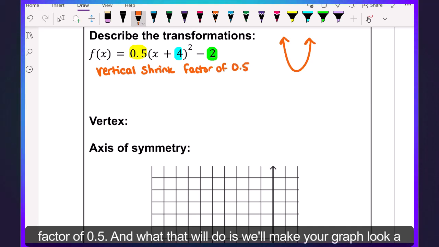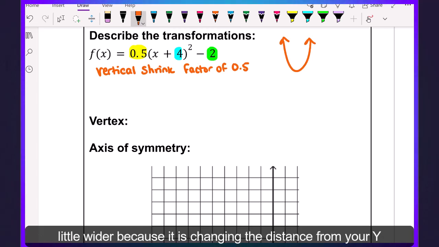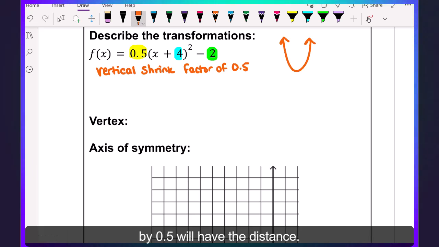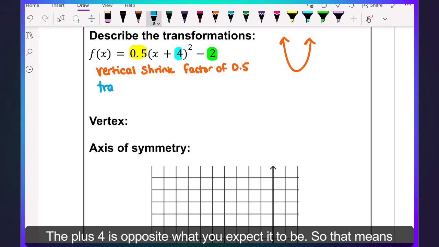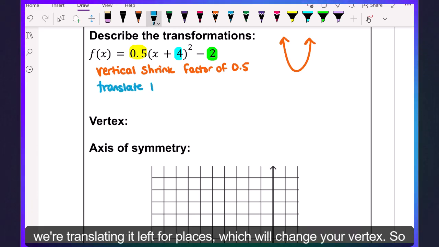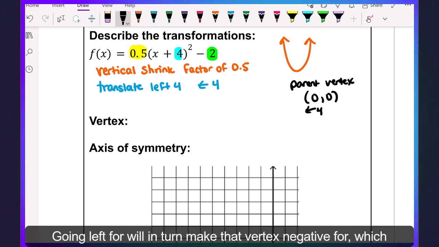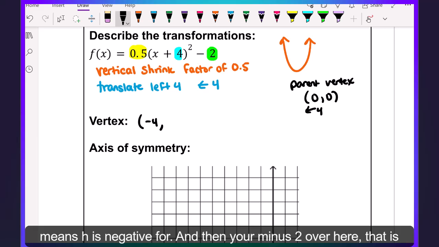And what that will do is it'll make your graph look a little wider because it is changing the distance from your y coordinates to x. It's actually making it shorter because multiplying by 0.5 will half the distance. The +4 is opposite what you expect it to be. So that means we are translating it left 4 places, which will change your vertex. So if you are going left 4, remember your parent vertex starts at 0, 0. Going left 4 will in turn make that vertex -4, which means h is -4.